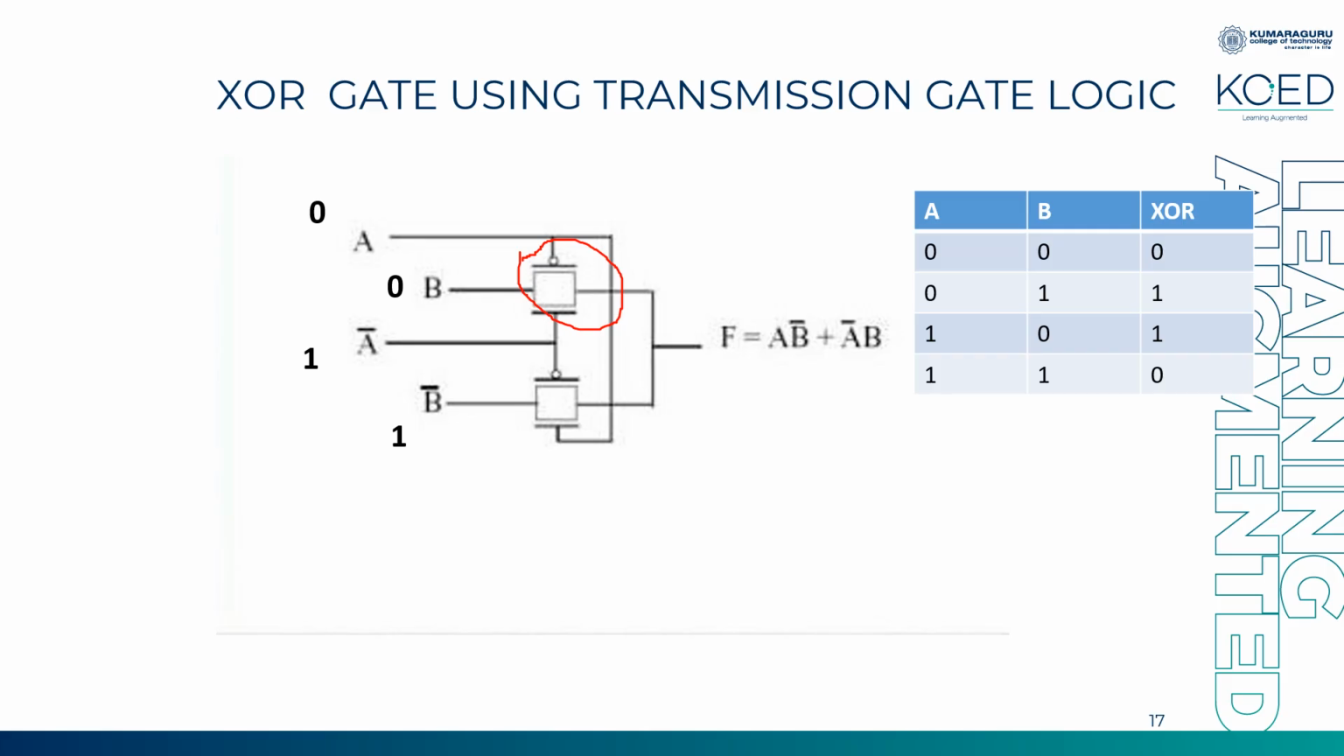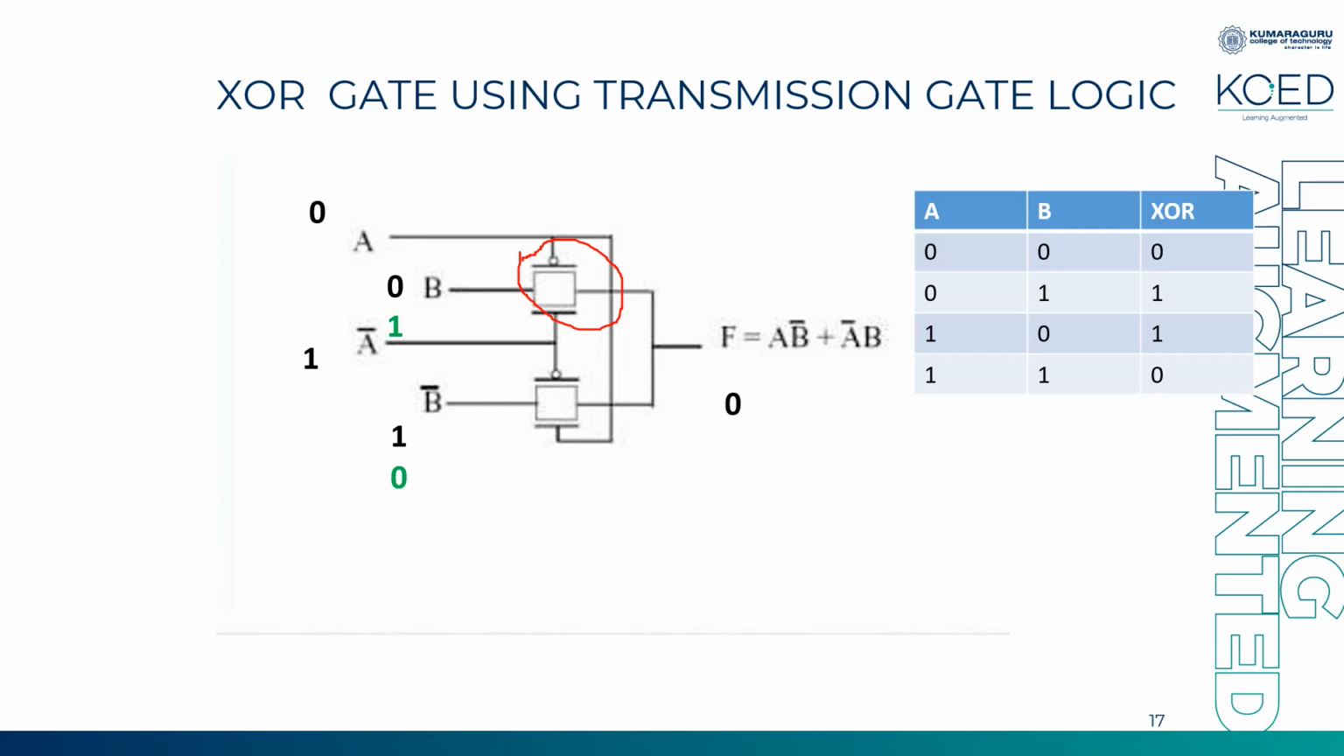Fine, this transmission gate is on. Now I have 0 here, so there is a path for 0 to move from B to F. So my output is 0 again. Fine. Next is A0 B1. I have to change the value of B now. Okay, now I have B as 1, so B bar will be 0.